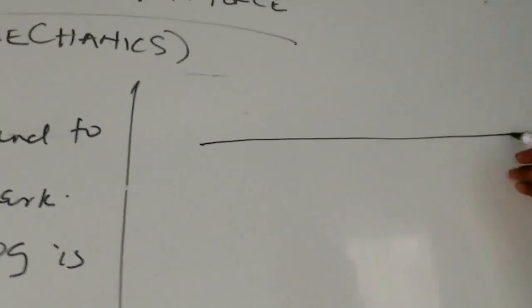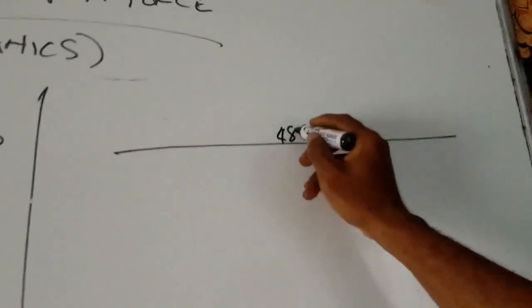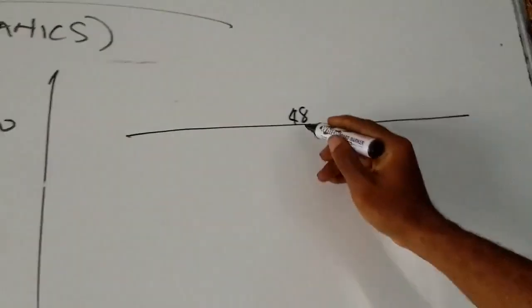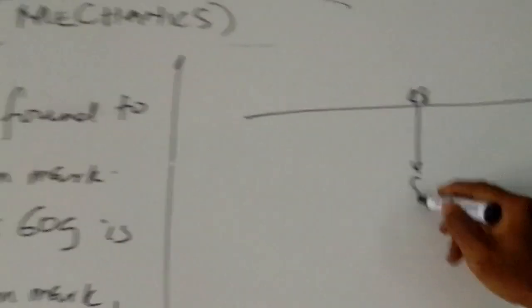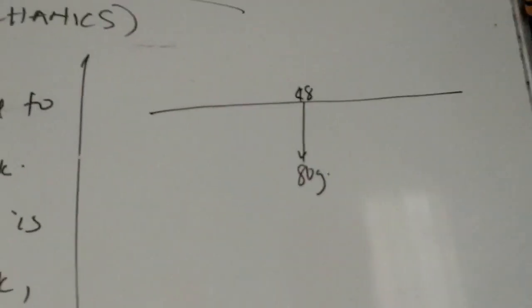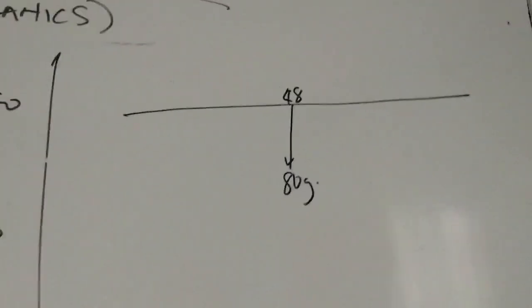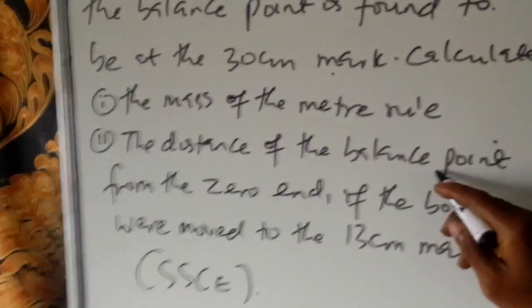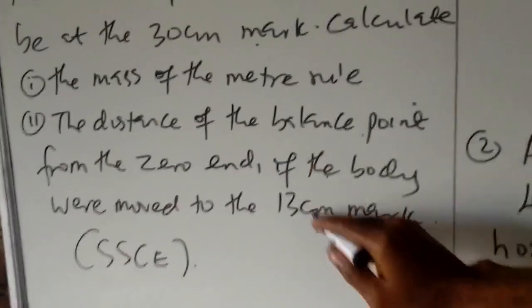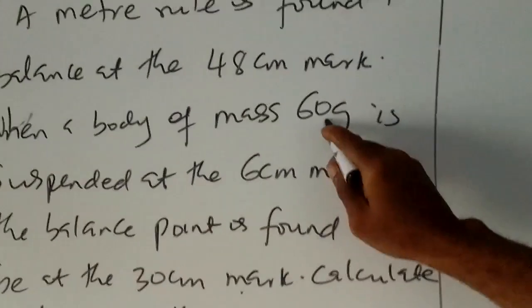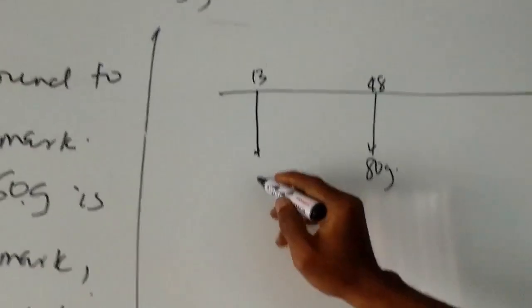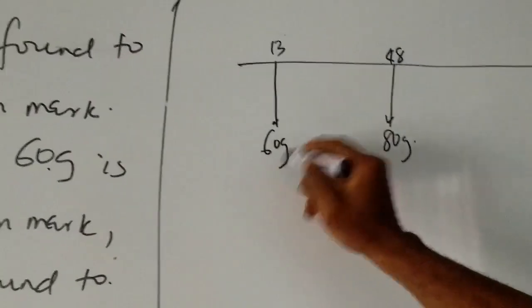For question number two, we still sketch the meter rule. I remember that the center of gravity is at 48 from the previous question, and we have obtained the mass as 80 gram. The question is now, what if the 60 gram body is moved to the 13 cm mark? In the first question, the 60 gram was previously at the CCM mark, but now it's moved to the 13 cm mark. If the 60 gram is now at the 13 cm mark, where will it balance?